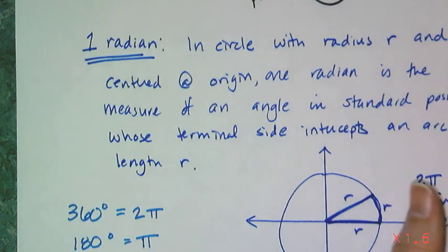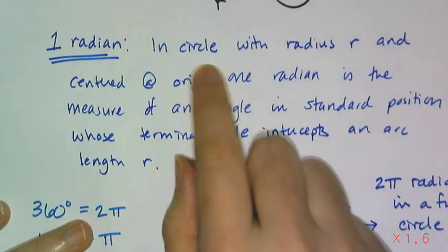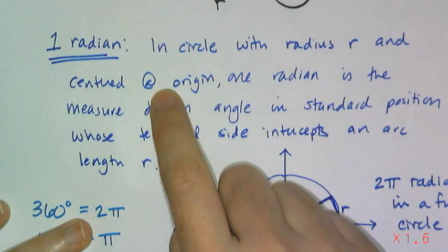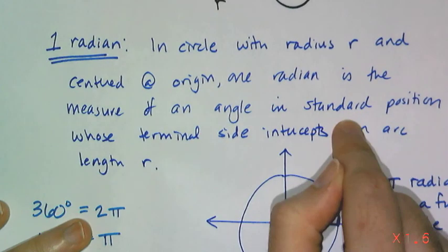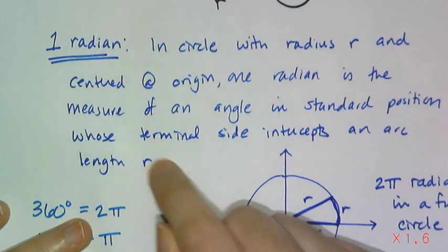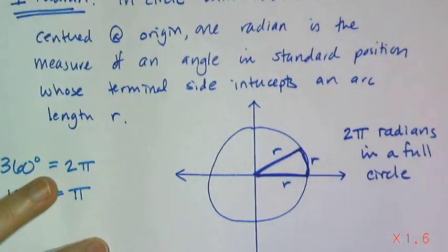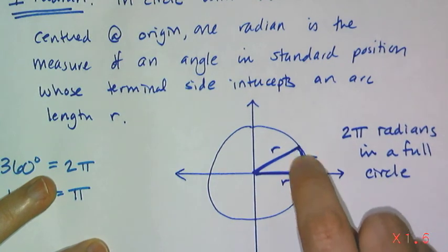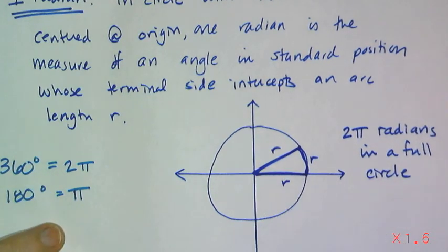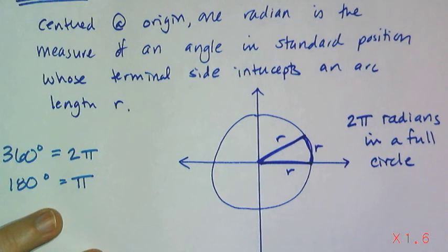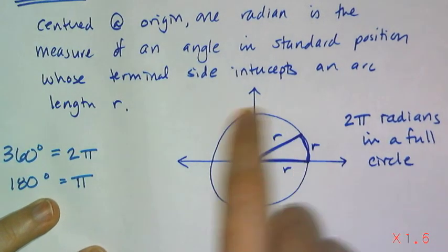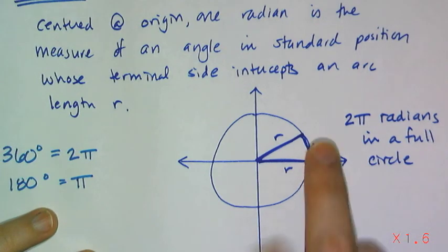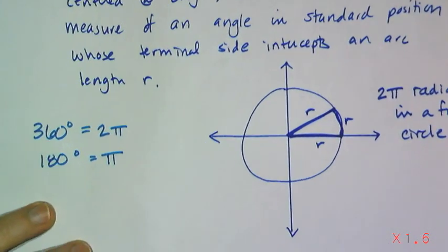Now, 1 radian is defined as this. In a circle with radius r, and it's centered at the origin, 1 radian is a measure of an angle in standard position whose terminal side intercepts an arc of length r. So I have a radius of r, that arc length there is r, that's 1 radian. And with that information, of course, we can realize that 2 pi radians is going to be a full circle, which gives us a method of conversion.